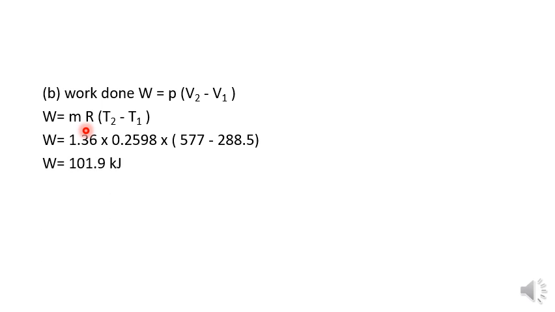So this is very important. We have to recollect which formula to apply here. Generally we will first think that no data is given, so the data is insufficient. No, the data is sufficient. We have to think of the alternate formula. Here PV2 we can write as MR T2 and PV1 as MR T1, so MR taken as common, MR into T2 minus T1. The mass is given and R we calculated. T2 we previously got as 577, T1 is given in the data. So work done is 101.9 kilojoules.